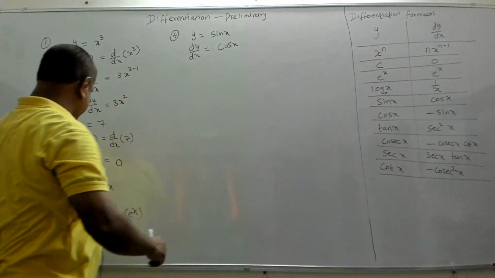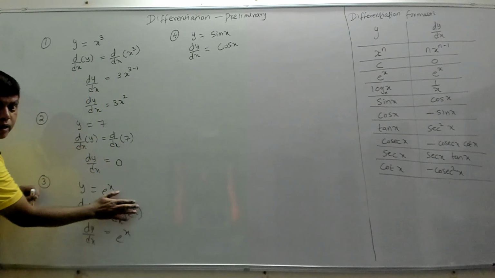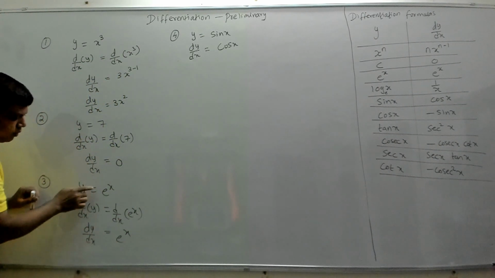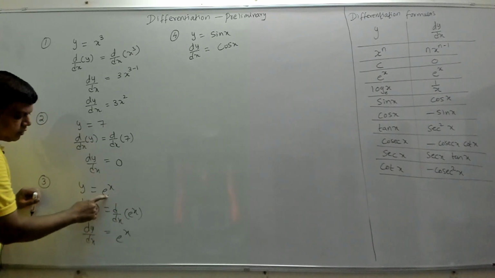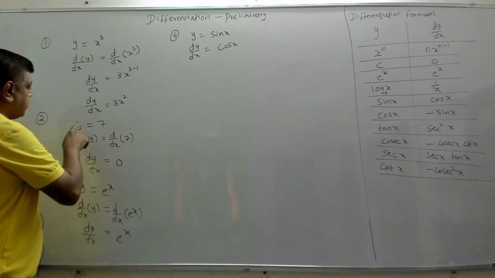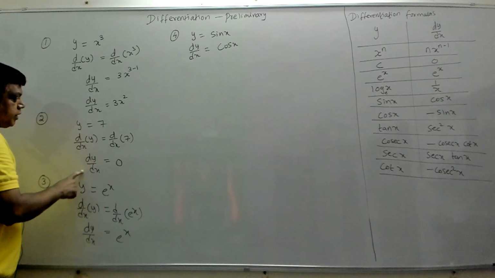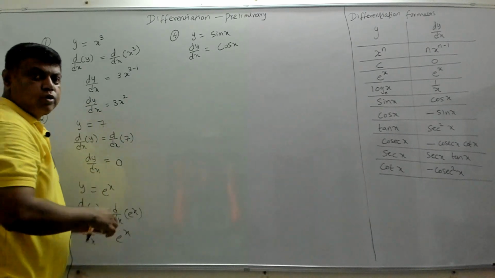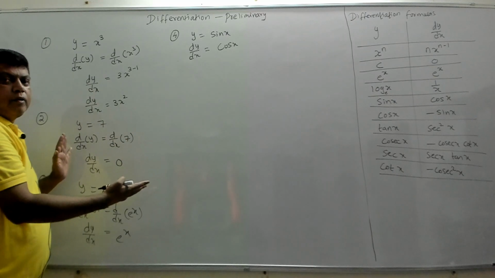I'm not writing this step. You can directly write: y is e power x means dy by dx, the differentiation of e power x, is e power x. Similarly, for y equal to 7, dy by dx, the differentiation of 7, is 0. So you should differentiate the left side as well as the right side.